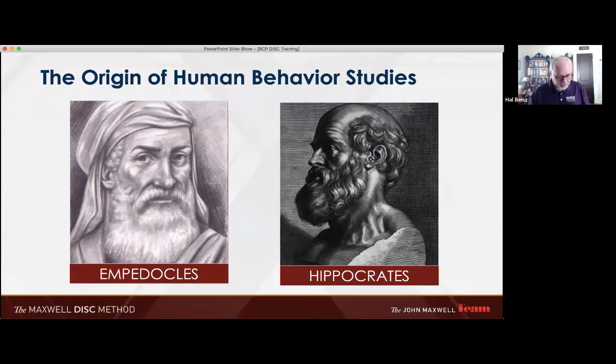Hippocrates in 400 BC said, "Look, it's not the elements. It's more these internal fluids in our body, right? Things like the different systems in the fluids." And he came up with labels of behavior that were things like choleric or sanguine or melancholy or phlegmatic. We still refer to people being melancholy, right? As just a behavior.